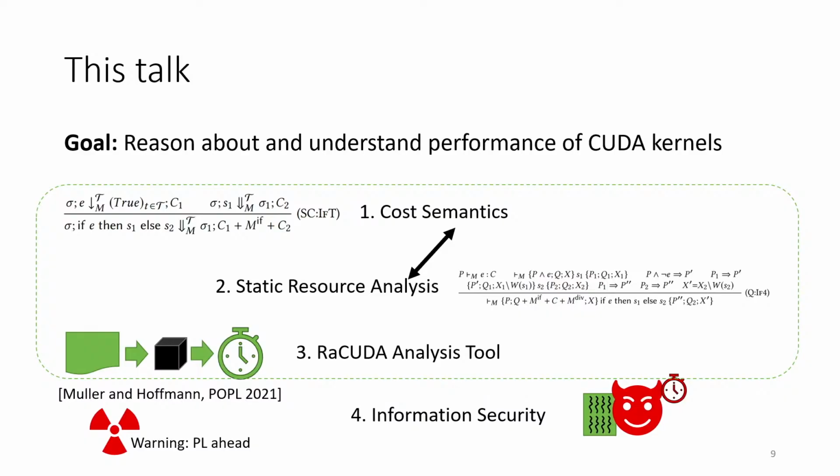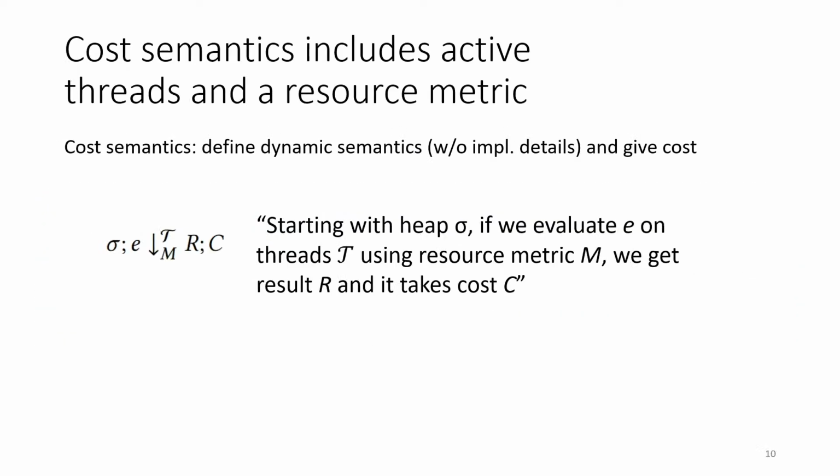Then I'll talk, briefly at the end, about more recent work that some collaborators and I are doing, applying this not to efficiency properties for maybe poorly written kernels, but to higher-stakes things where we can actually leak information through these performance properties. And we want to reason about information security, so making sure that those leaks through the performance of your code don't happen. So let me talk a bit about the cost semantics.